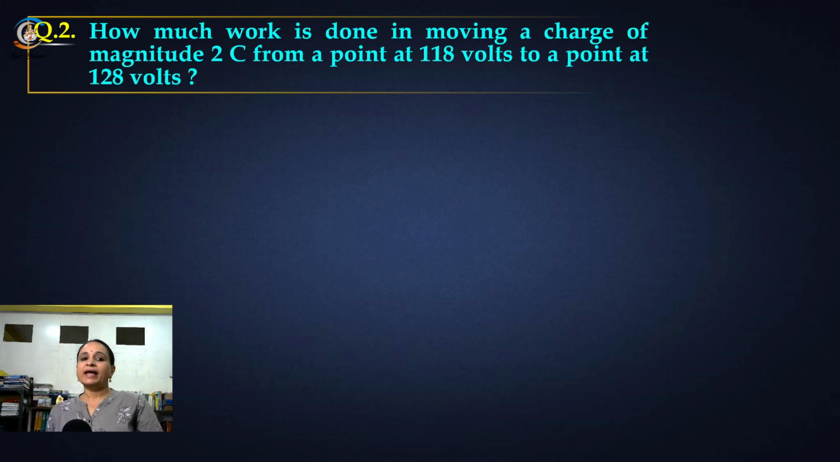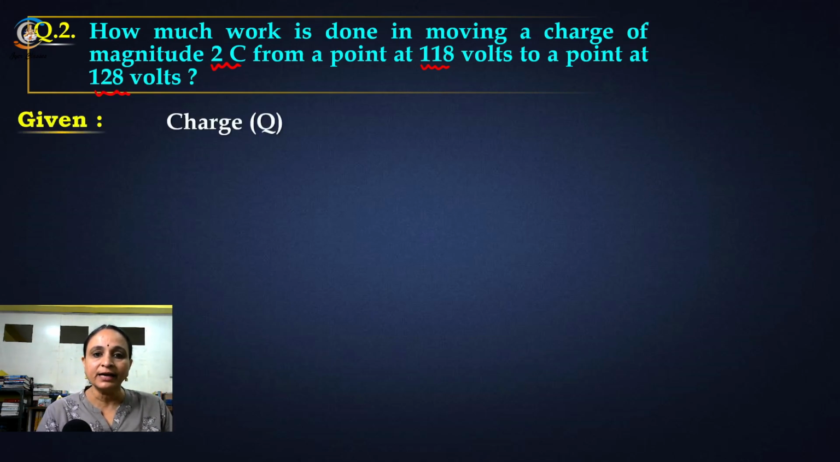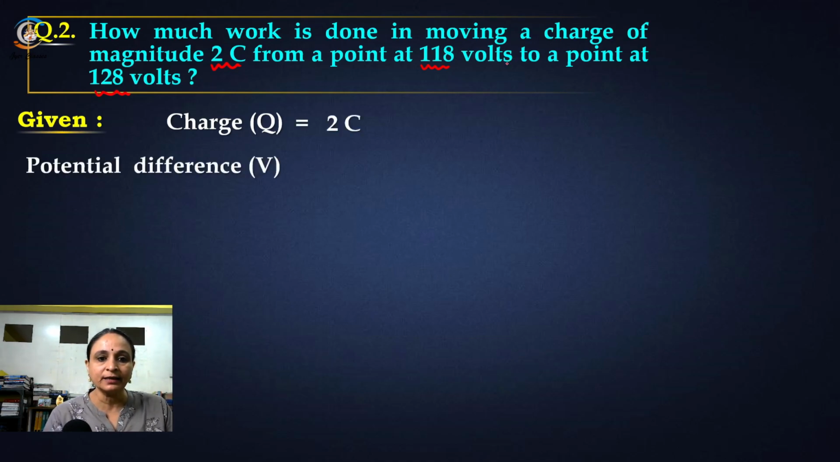Next question we have here is how much work is done in moving a charge of magnitude 2 coulomb from a point of 118 volts to a point at 128 volts. What is given in the given? What is the charge? 2 coulombs is the charge. Okay, what is the potential difference given?